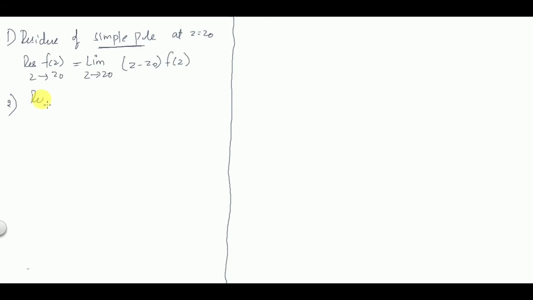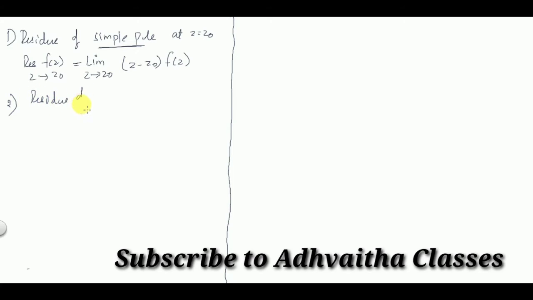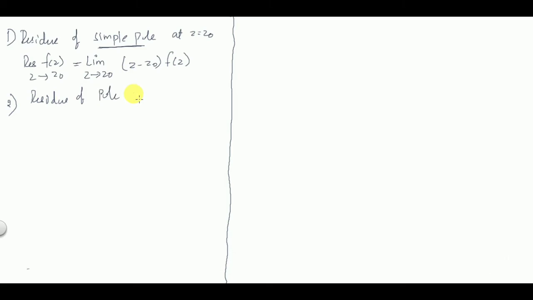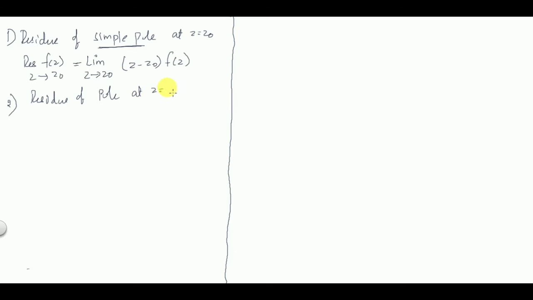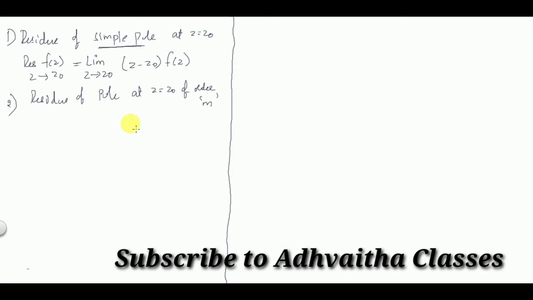Next, residue of pole at z is equal to z0 of order m.